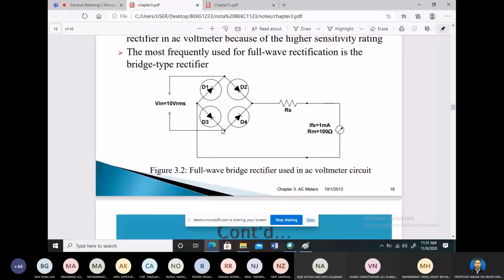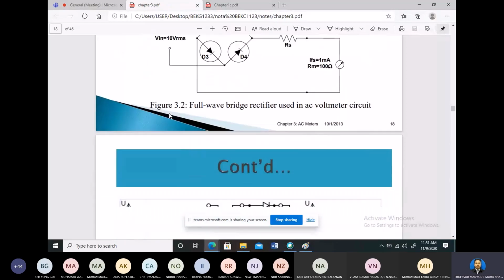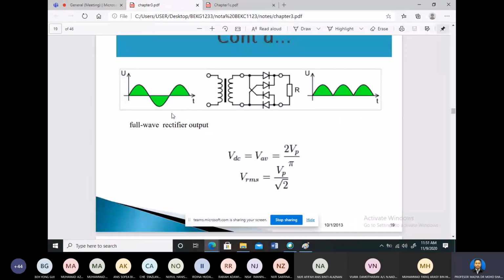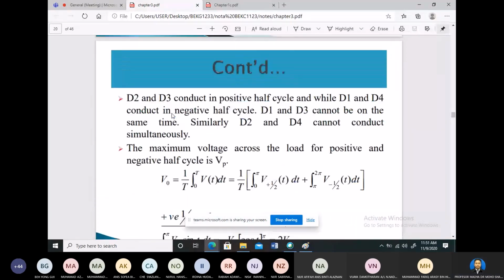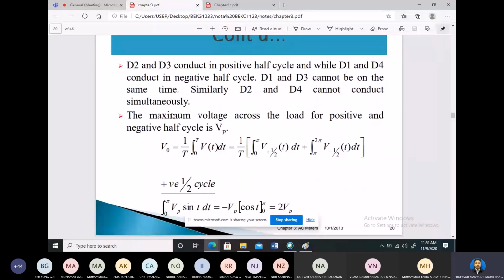D3, and then go for negative. Okay, that is the positive. That's why this is called positive half cycle. Okay, for the negative, D1 and D3. Okay, so this is the formula.